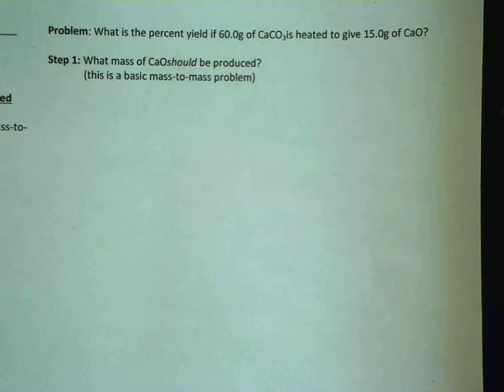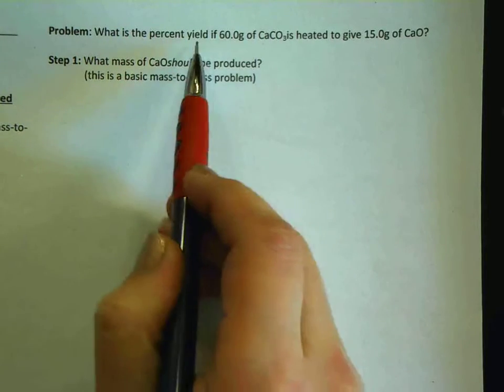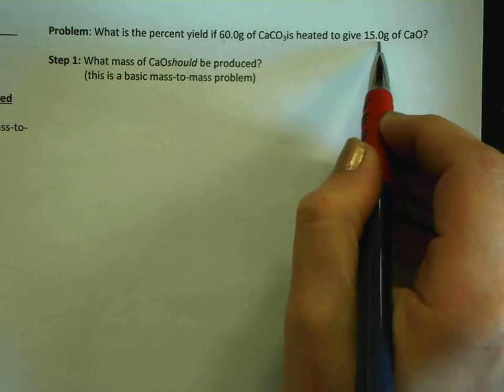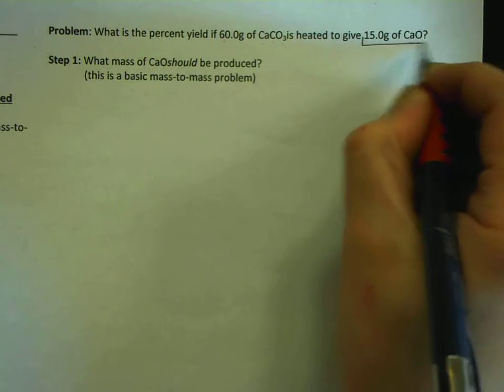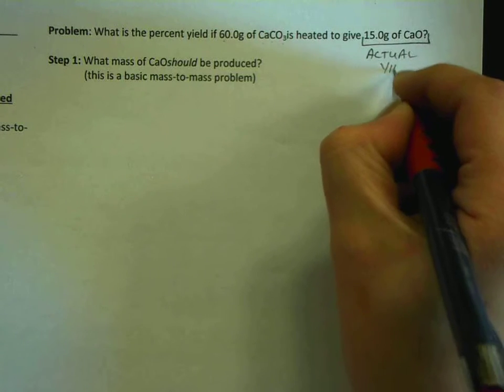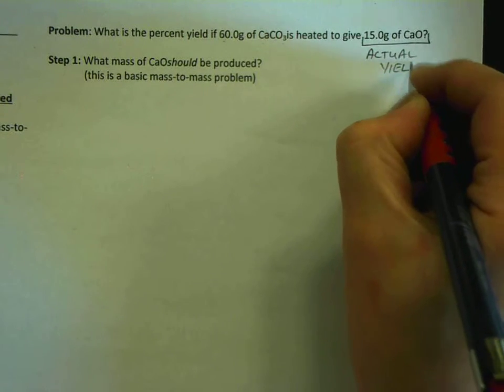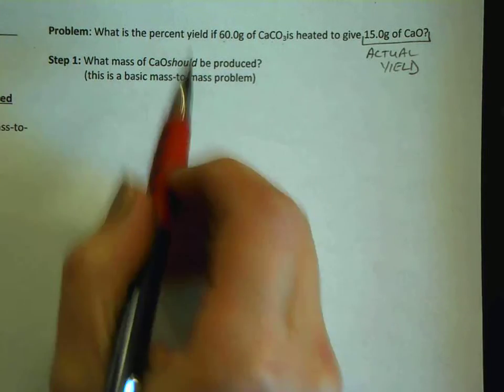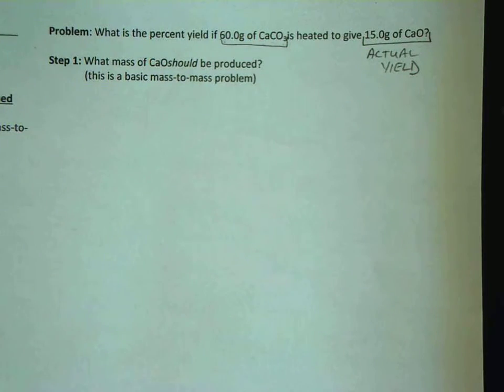So let's take a look at this using equations. What's the percent yield if 60 grams of calcium carbonate is heated to give 15 grams of calcium oxide? We know that this is our actual yield. This number is not going to be used till the very last step of our calculation. First, we need to turn the 60 grams of reactant into the grams of product that we're interested in.